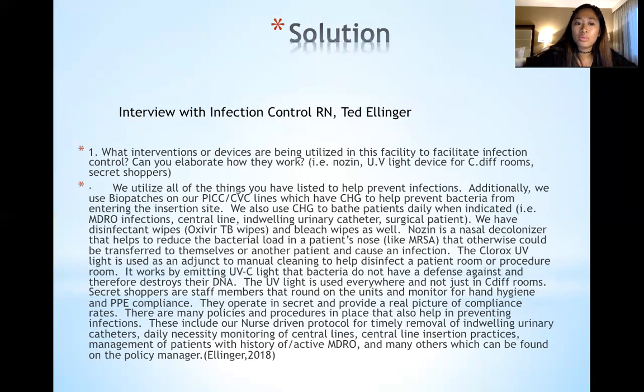So a couple things he mentioned were the bio patches that are used on the PICC lines, and they have CHG already built into them, so it helps prevent bacteria from entering the site. Also, we're using CHG lotion to help cleanse those with CHG lines, or if they have multi-drug resistant infection, central lines, and dwelling catheters and such.